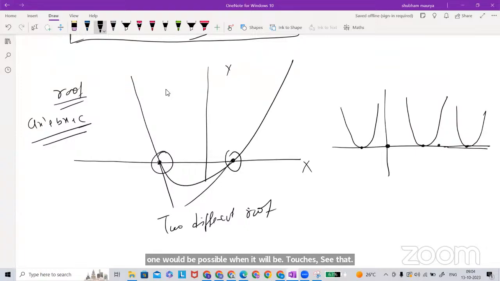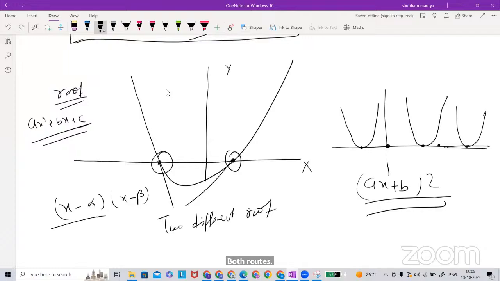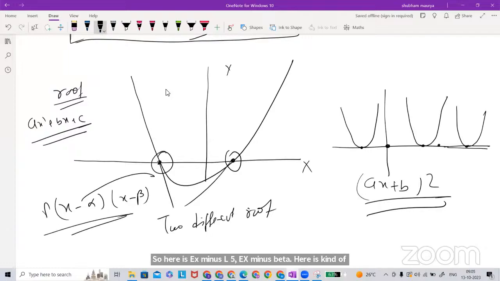In this case, generally it will form a kind of (ax plus b) whole square. And this form is generally of the kind (x minus a)(x minus b), where a and b, let's say alpha and beta I'm making. Both roots are equal, sir. So here it is (x minus alpha)(x minus beta). Here you can assume gamma. This case is generally because alpha and beta are different, so this case is of this form, and in this case the quadratic will become of this form.